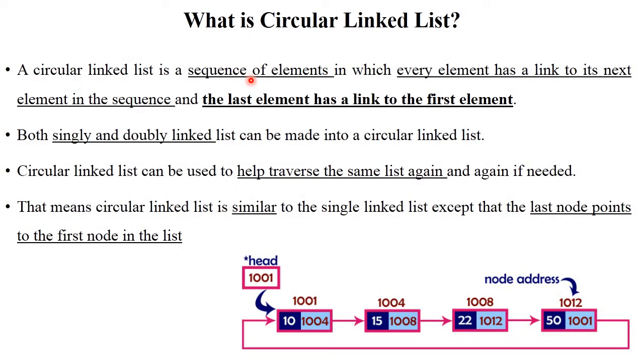So what is meant by circular linked list? A circular linked list is a sequence of elements in which every element has a link to its next element in the sequence. We are all familiar with this concept because we already learned single linked list and double linked list. Now what's new in circular linked list? In circular linked list, the last element has a link to the first element. Both single and double linked lists can be made into a circular linked list.